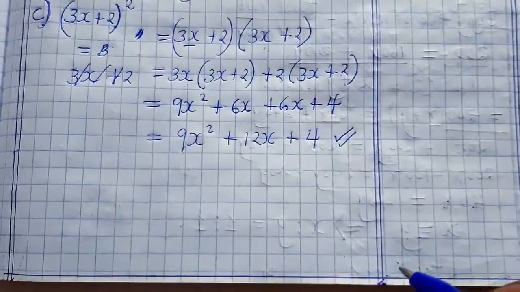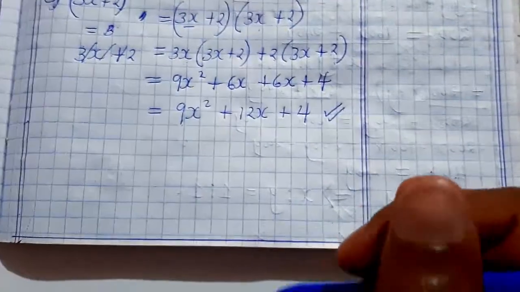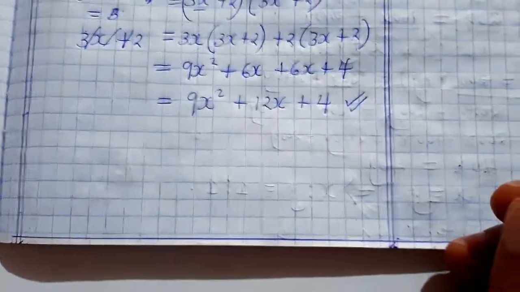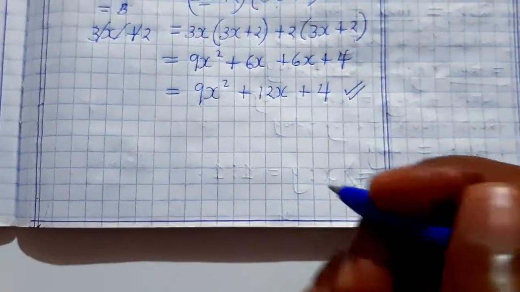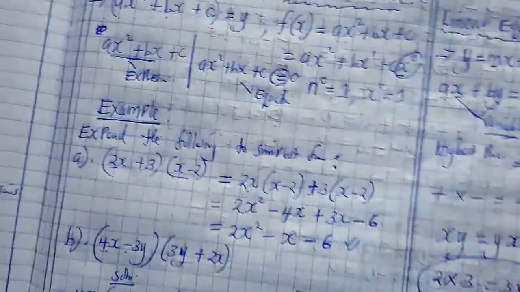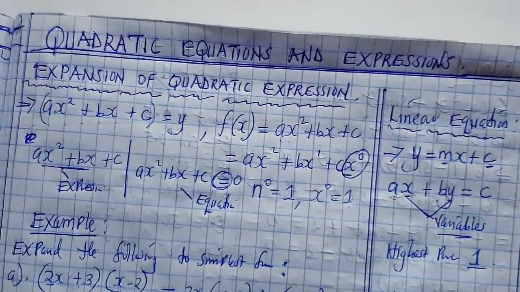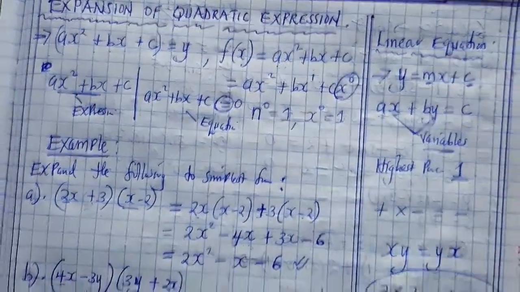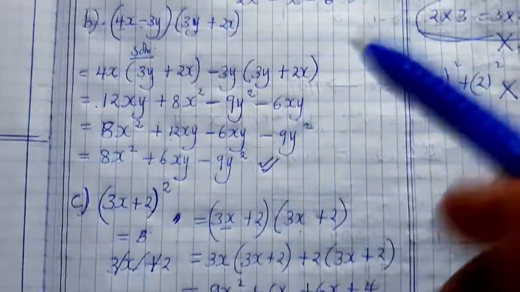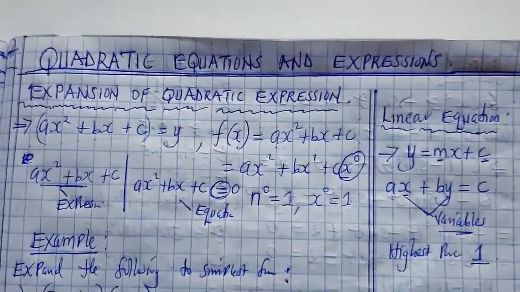Remember, I told you that an equation must have an equal sign, and therefore this one is a one-sided expression. Therefore, it cannot qualify to be an equation. So today I tried to make you understand how to perform simple expansion of quadratic expressions, and the difference between an equation and an expression, so that you can understand what is supposed to be done. That is just an introductory part of quadratic equations and expressions, which is basically our topic.